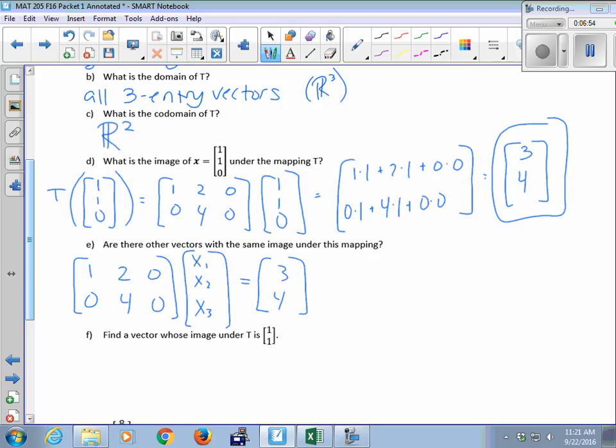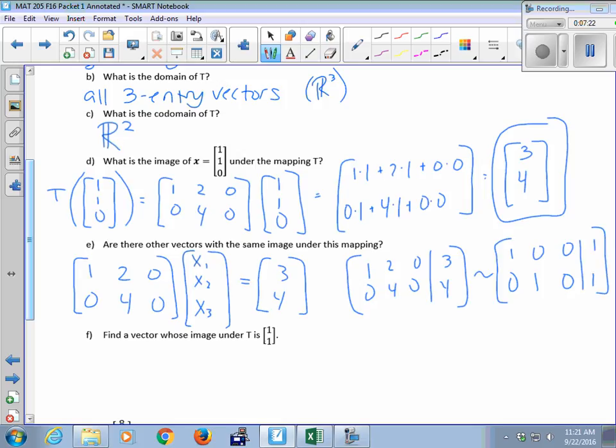Just make it an augmented matrix and row reduce. So I would do 1, 0, 2, 4, 0, 0, augment with 3, 4. And you get 1, 0, 0, 1, 0, 0, and 1, 1. So this says x1 is 1. It says x2 is 1.